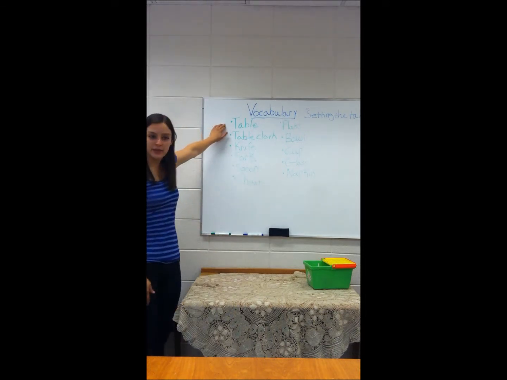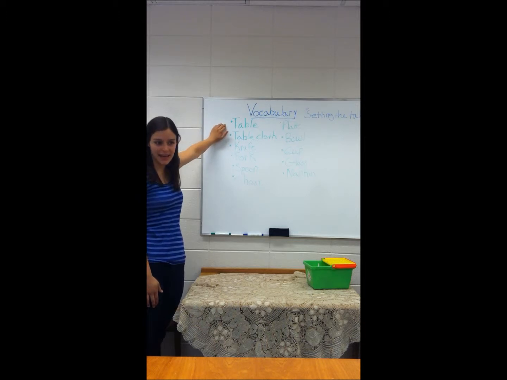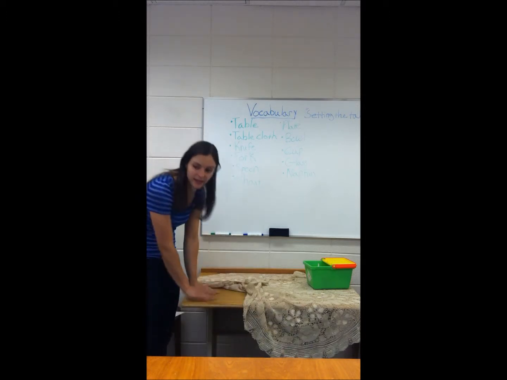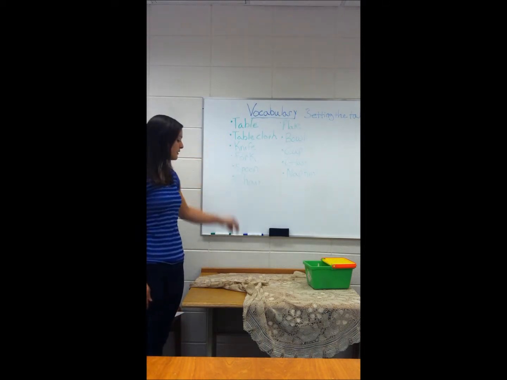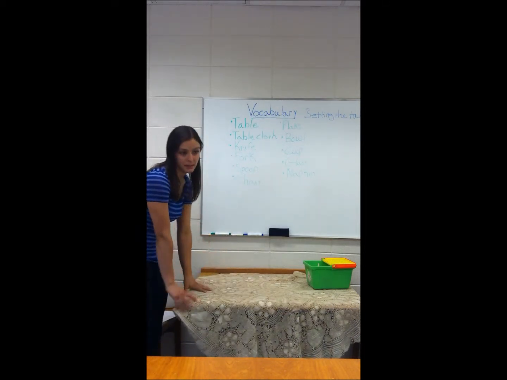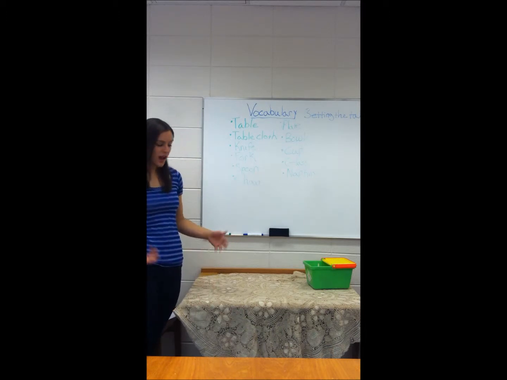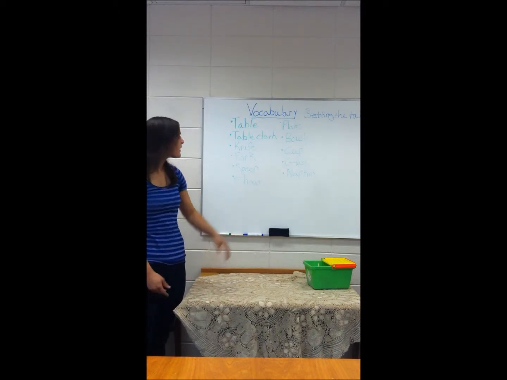So the first word we have here is table. Can we say that? Table. Yeah? And that's this, right? And like this. This is a table. The next one is tablecloth. And that's this cloth that goes on top of a table. Not everyone uses a tablecloth, but some people do because it's kind of fancy.